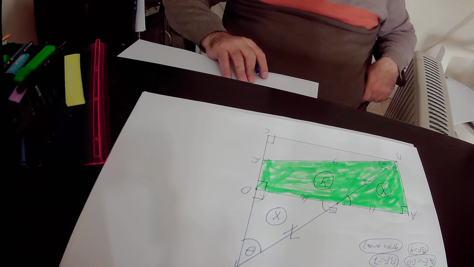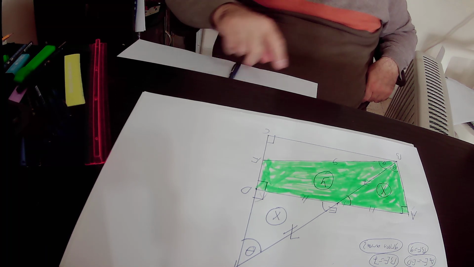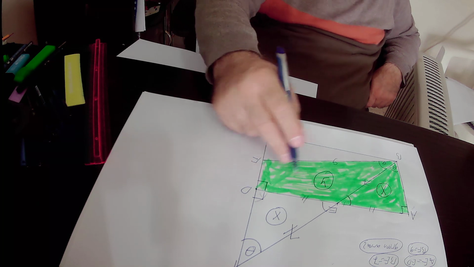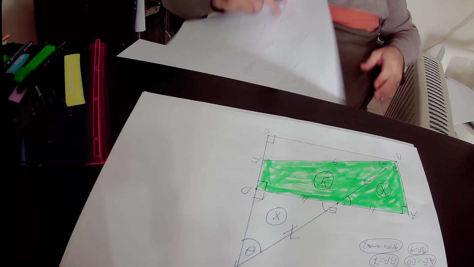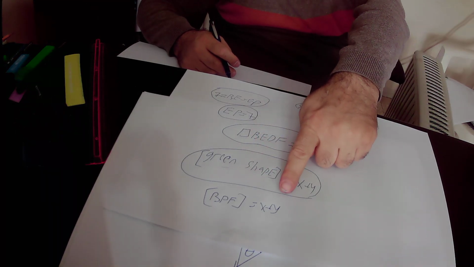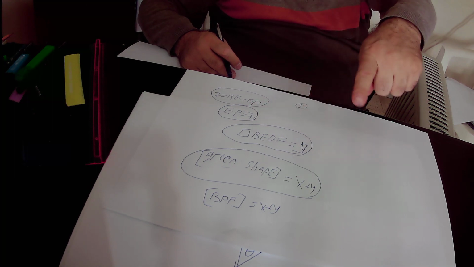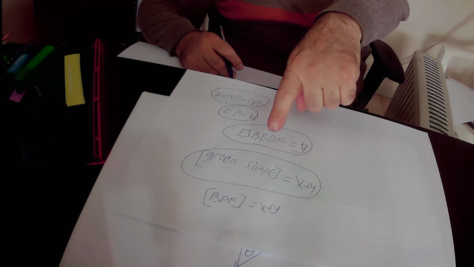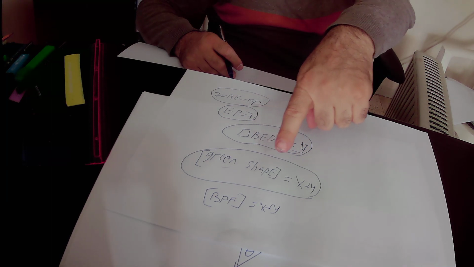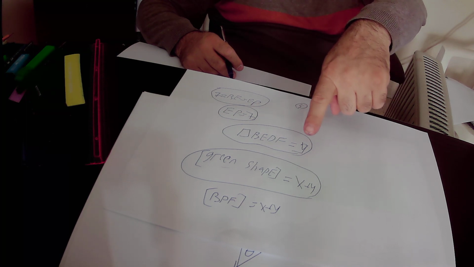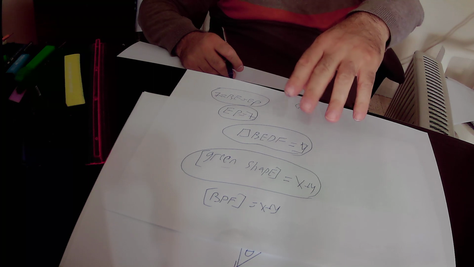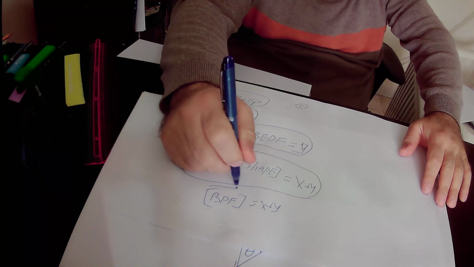And the area of triangle BPF also equals X plus Y. I'll repeat again: the area of triangle BPF equals X plus Y, exactly as the green area also equals X plus Y. So we can simply find the area of triangle BPF, and in this way we will also find the area of the green shape, because they have the same areas, that is to say X plus Y.